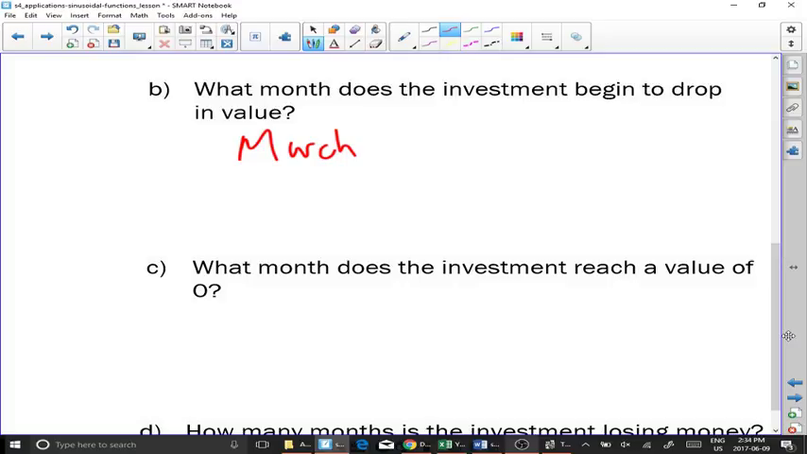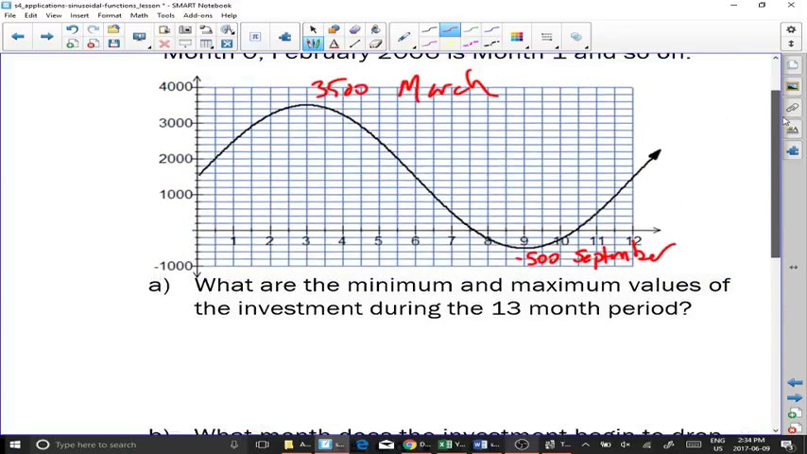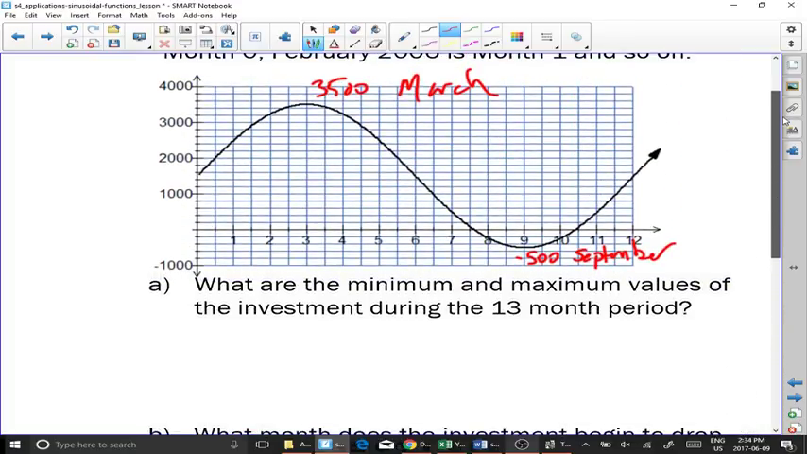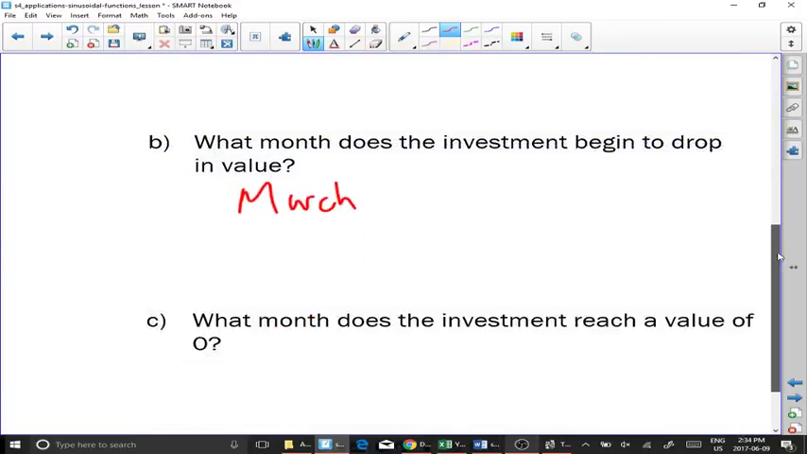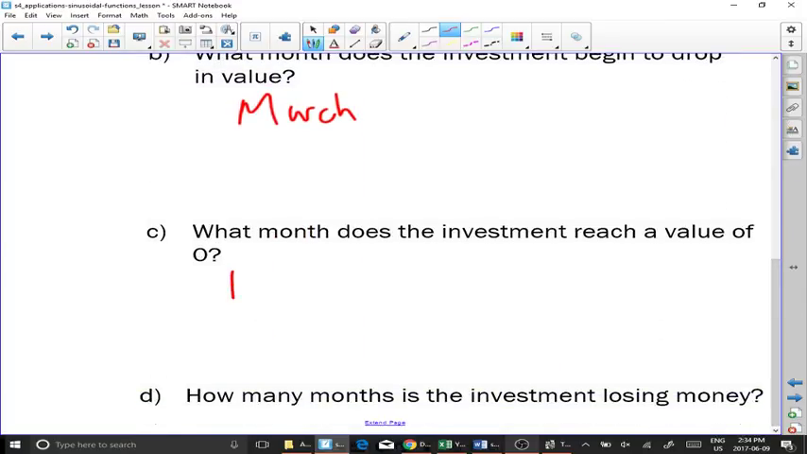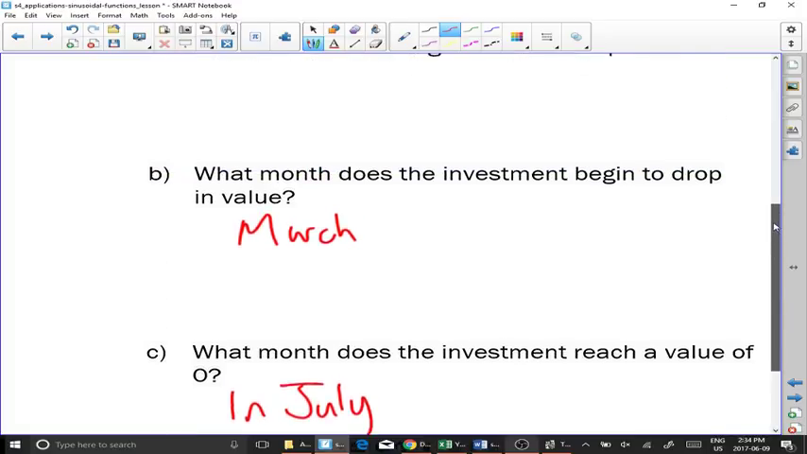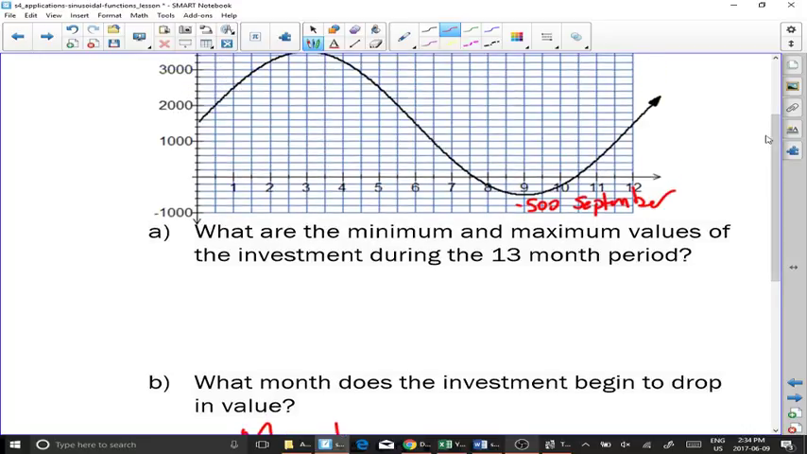At what month does the investment reach a value of 0? That would be, it's in July. It's between July and August. So it's in July where it happens. And how many months is the investment losing money? We assume it's losing money.